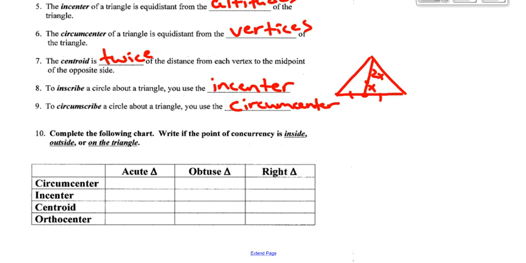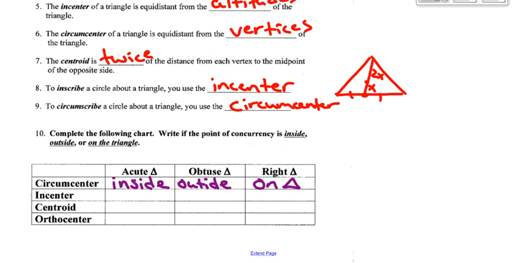Circumcenter, you either have two choices. It can be inside, on, or outside. Looking at your notes from circumcenter, where does the circumcenter lie? It can be outside, and it can also be on the triangle. When I have an acute triangle, the circumcenter is going to be where? Inside, outside, or on? An acute triangle's circumcenter is inside. Obtuse, outside.